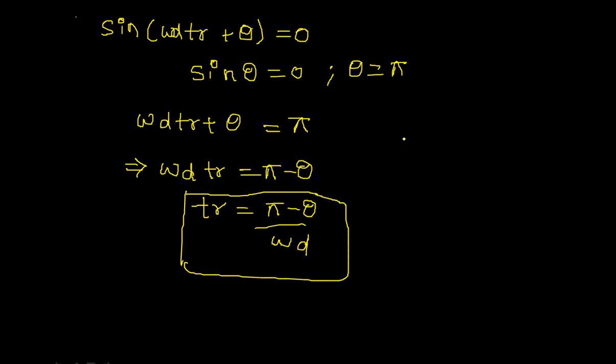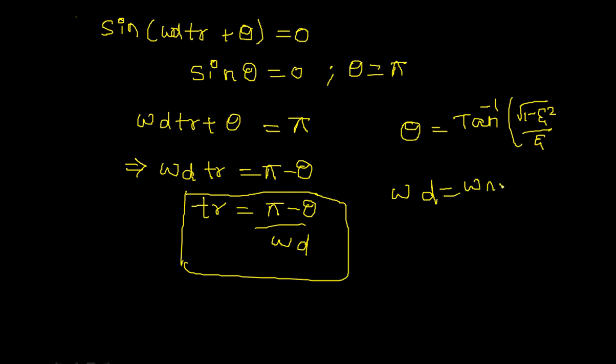And we know that theta is nothing but tan inverse of under root of 1 minus zeta square by zeta, and omega d is the damped frequency, which is equal to omega n into under root of 1 minus zeta square. So this formula is very important in order to solve the problems. Hope you got some knowledge about the rise time. Thank you everyone.